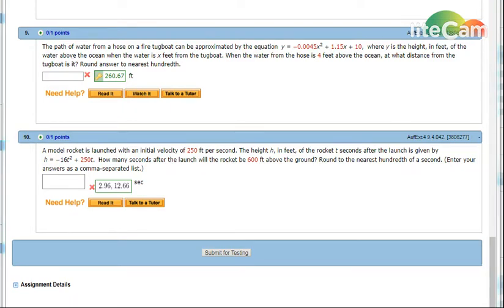Okay, so I did get the correct answers. We were on the right track. The answers are matching up. It's 2.96 and 12.66. And the square root of the number we were looking for, the square root of 24,100, was 155.24. So we had 250 plus or minus 155.24, and that answer divided by 32. And that gives you those two solutions.